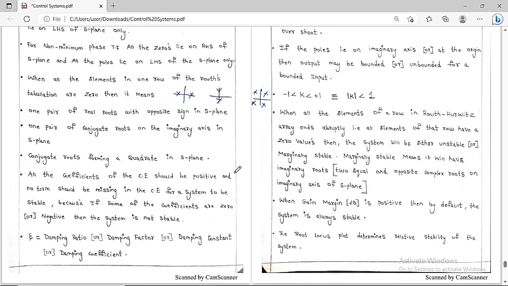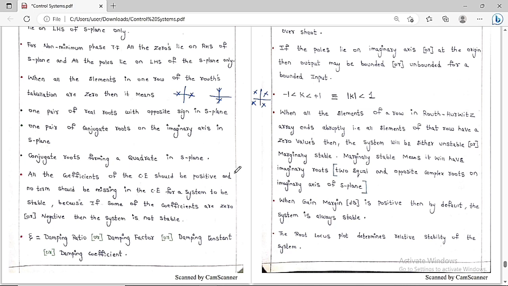The next point is that all the coefficients of the characteristic equation should be positive and no term should be missing in the characteristic equation for a system to be stable. Because if some of the coefficients are 0 or negative, then the system is not stable.